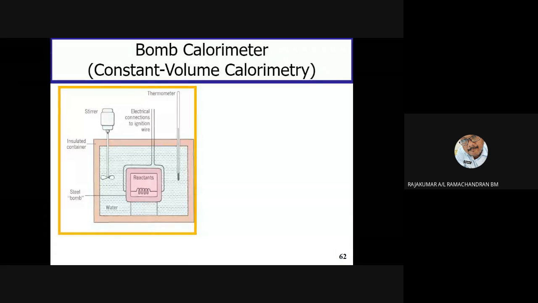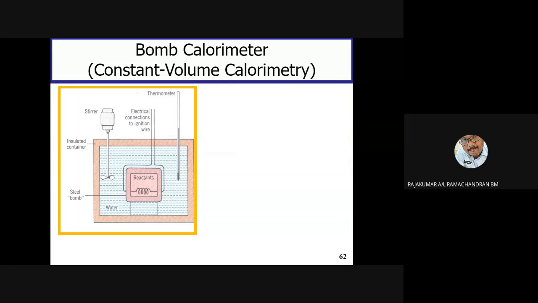Okay, sorry about that. So bila reaktan dalam steel bomb ini terbakar, dia akan bebaskan haba ke air. Haba akan dibebaskan oleh reaktan yang terbakar ini, dan air yang mengelilingi steel bomb ini akan menyerap haba itu. Once the water absorbs the heat, thermometer di sini akan menunjukkan peningkatan suhu.